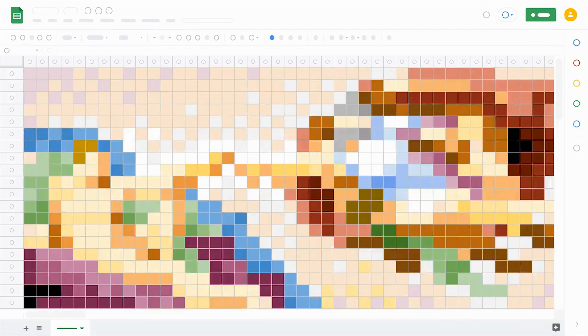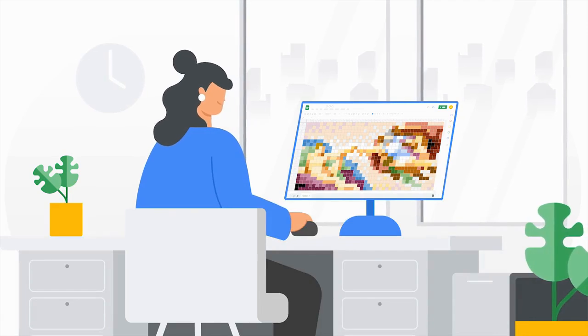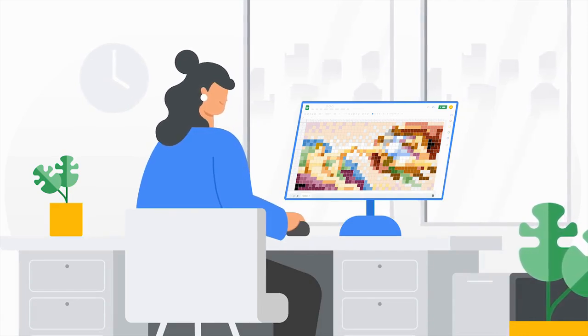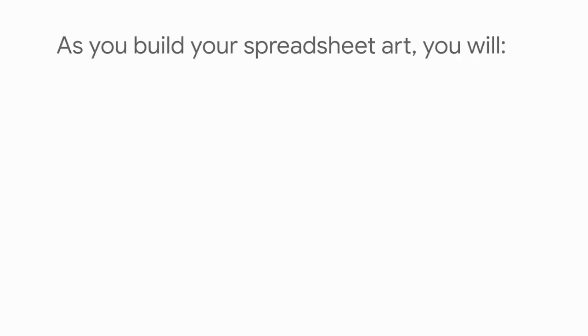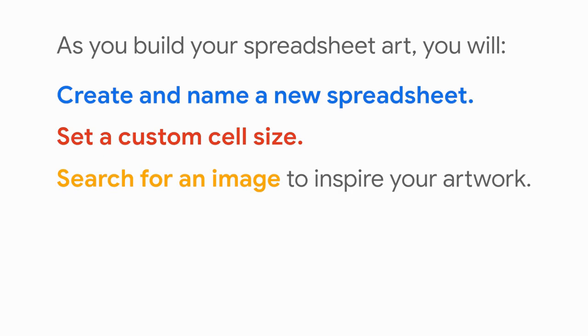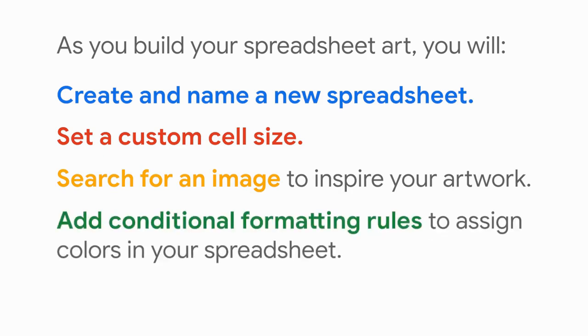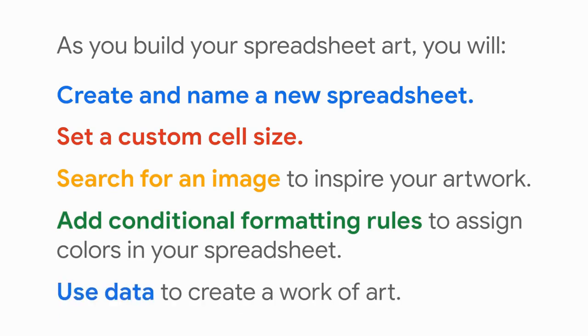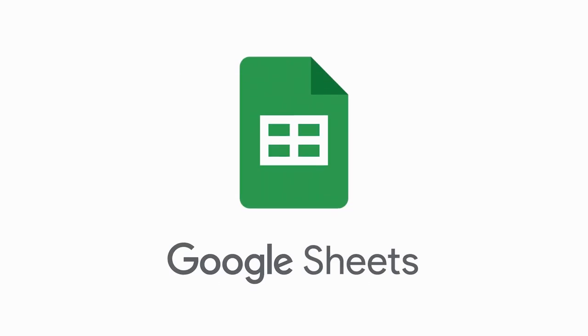By color-coding the data in your spreadsheet, cells appear as pixels shaded with the palette of color used in your artwork. As you build your spreadsheet art, you will create and name a new spreadsheet, set a custom cell size, search for an image to inspire your artwork, add conditional formatting rules to assign colors in your spreadsheet, and use data to create a work of art. Although this lesson uses Google Sheets, you could apply these skills and concepts in any spreadsheet application to create your art.